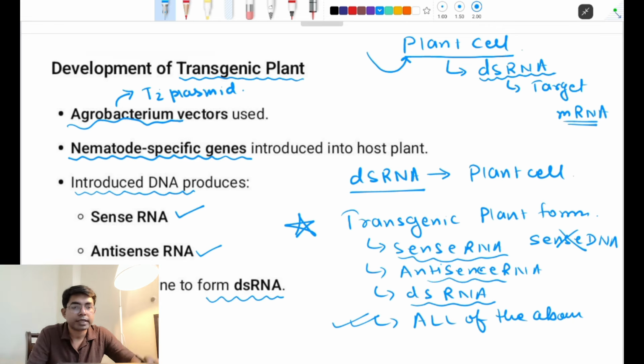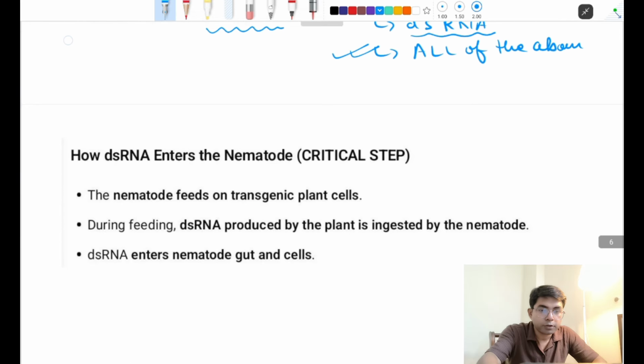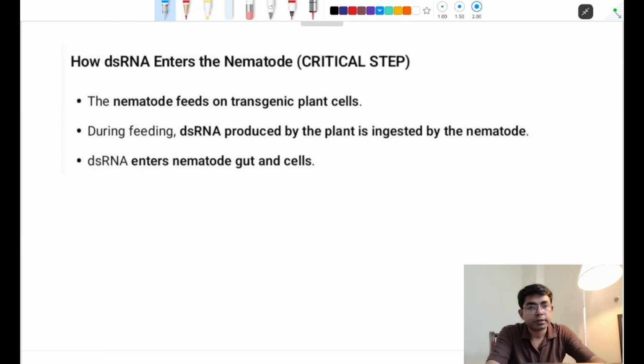Now this double-stranded RNA will go and target the mRNA, but where? In the nematode, right? Now the question comes, how will this double-stranded RNA, which is formed in the plant cell, enter into the nematode? That's a good question to ask, right? The big question is, how does this double-stranded RNA enter into the nematode?